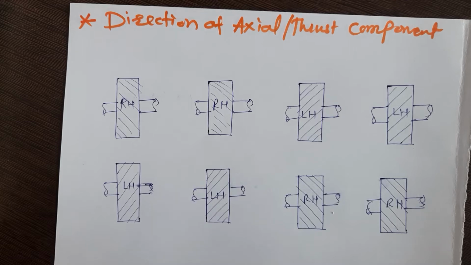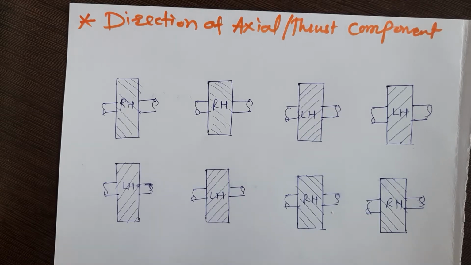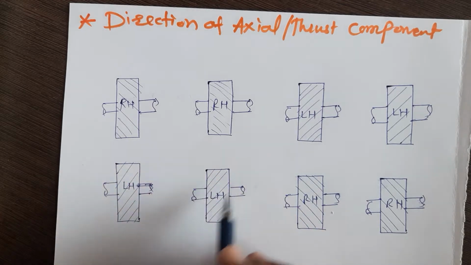Now we'll go for the direction of axial or thrust component. Okay, so how to find the direction of axial and thrust component. Now let us see here the different pairs we have taken.